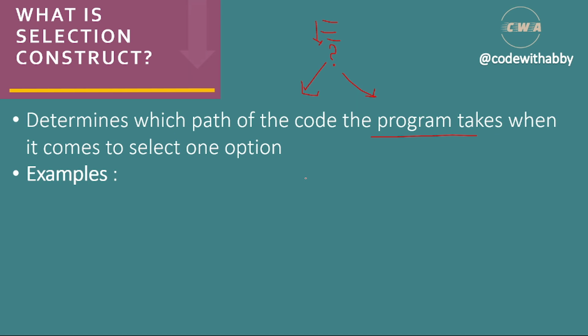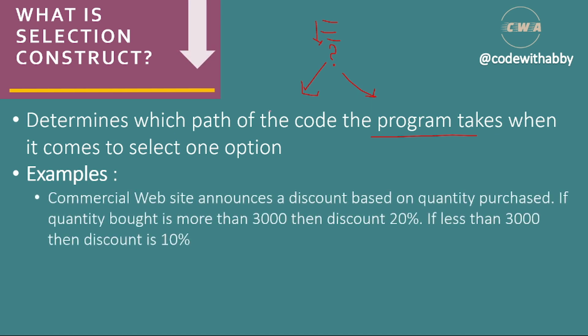We can have examples like a commercial website, be it Amazon, Flipkart, or whatever, which announces discounts based on the quantity purchased. Let's say you have purchased goods worth more than 3,000 Indian rupees, then they will give a 20% discount. And if you have purchased less than 3,000, then they will give a 10% discount. This is a very real-time use case wherein we can apply the selection construct.